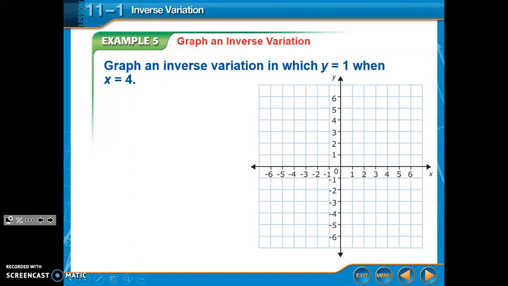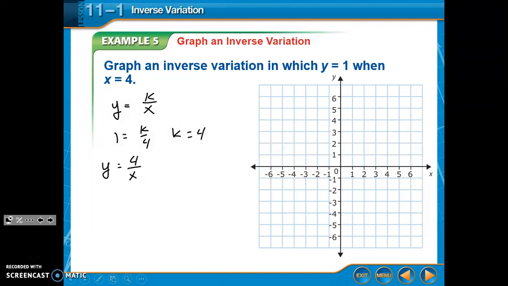Okay, we want to be able to graph an inverse variation in which y equals 1 when x equals 4. So we want to come up with our equation. So I'm going to have y equals k over x. Okay, so it's k over x because it's an inverse variation. So if y is 1 and x is 4, that means my k is going to be 4. So really my equation is going to be y equals 4 over x.